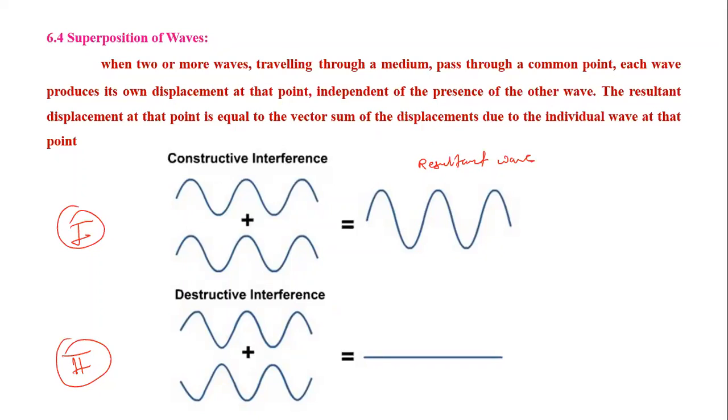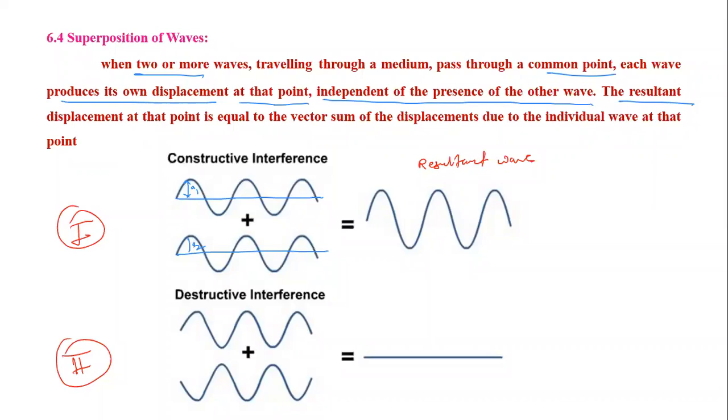Okay, now let me explain here. When two or more waves, I consider two but maybe two or more, traveling through a medium pass through a common point or arrive at a common point, each wave produces its own displacement. Now let me talk about the displacement of the wave. This is the first wave, it has its own displacement, its amplitude, it is A1. The second wave and its displacement is A2. At that point, independent of the presence of other waves.